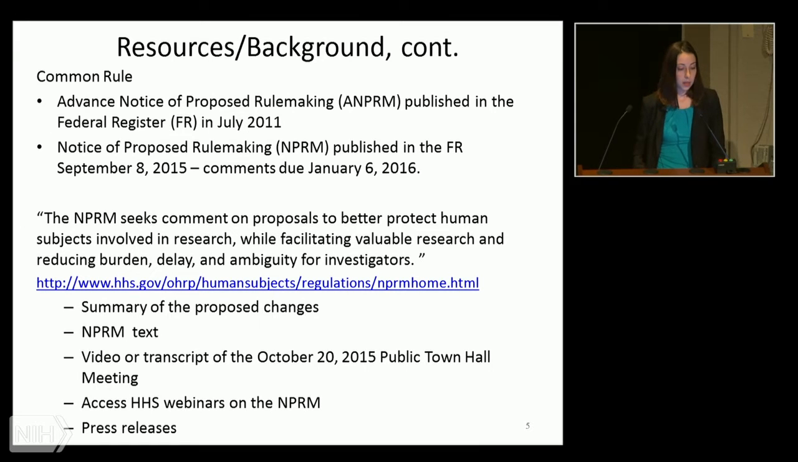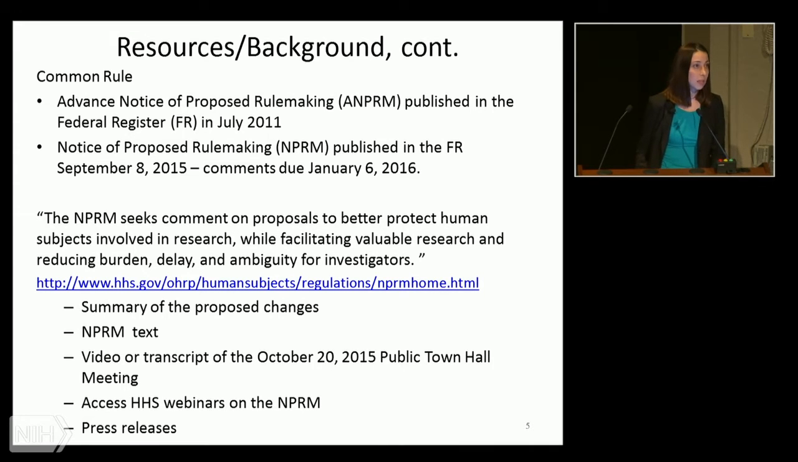So as another aside, because it's very timely right now, a few years ago in July of 2011, HHS itself released in the Federal Register, which is the way you notify the public of new regulations, an advance notice of proposed rulemaking to suggest modifications to the common rule and ask for public feedback. And that occurred in 2011.